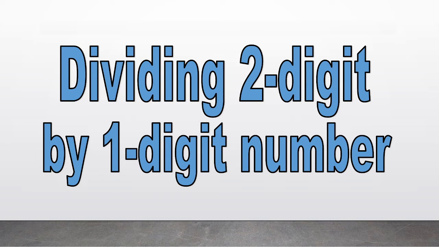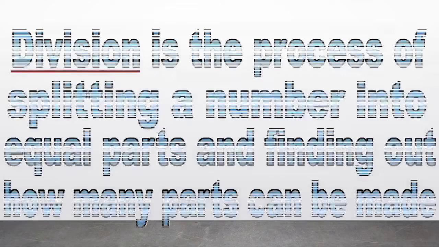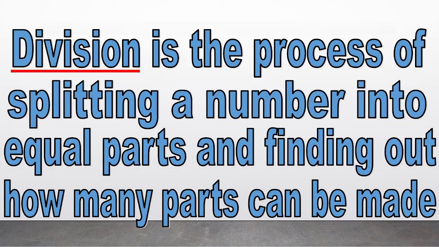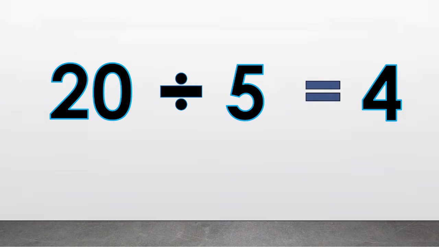Today, you are going to learn about dividing two digit by one digit number. Division is the process of splitting a number into equal parts and finding out how many parts can be made. Let's look at the number sentence. 20 divided by 5.